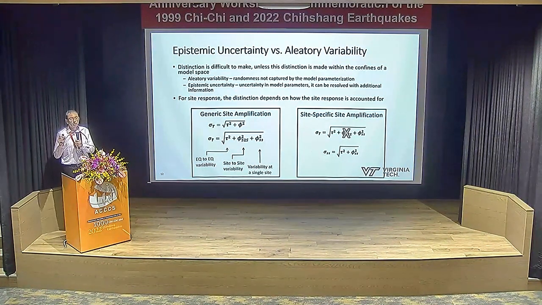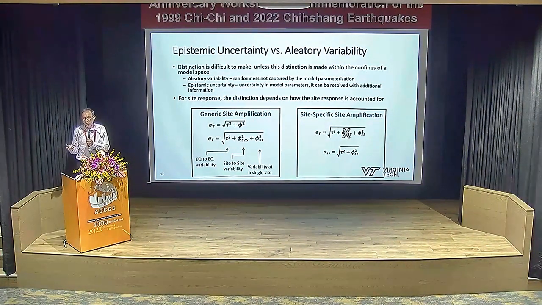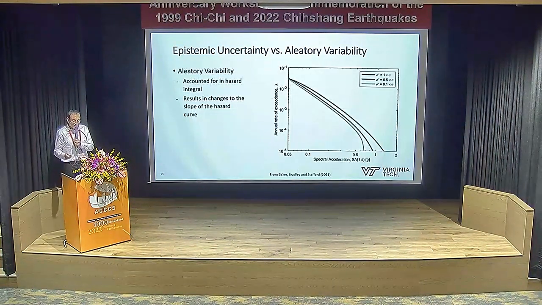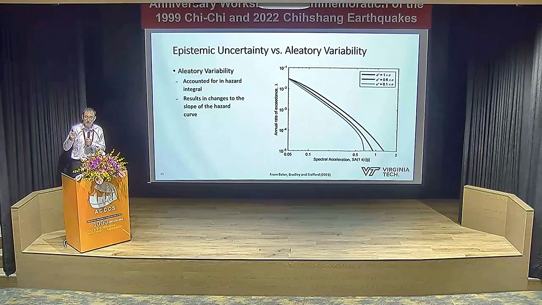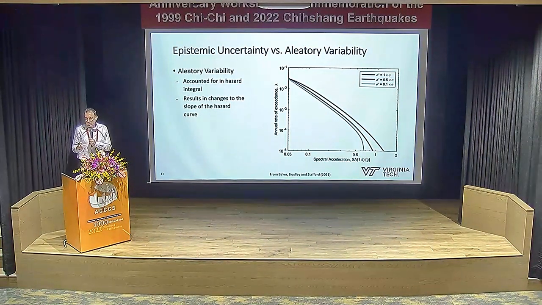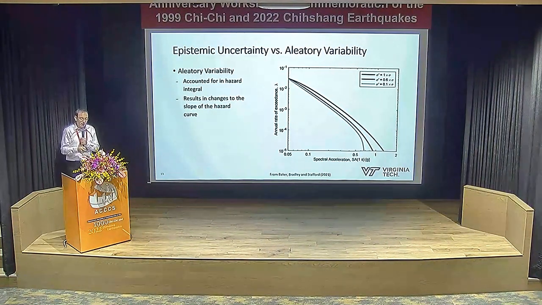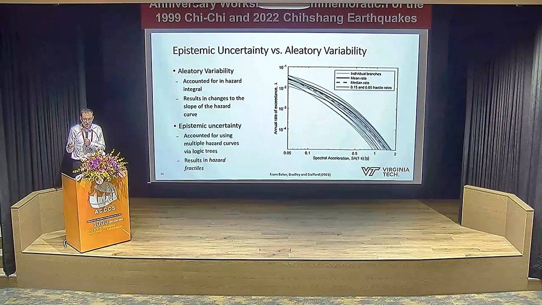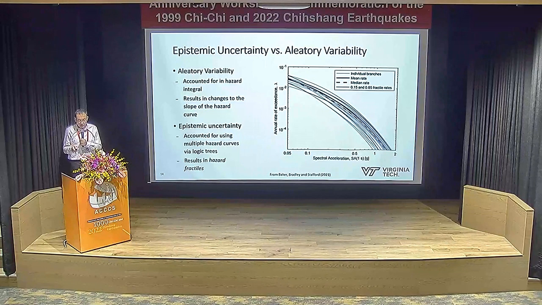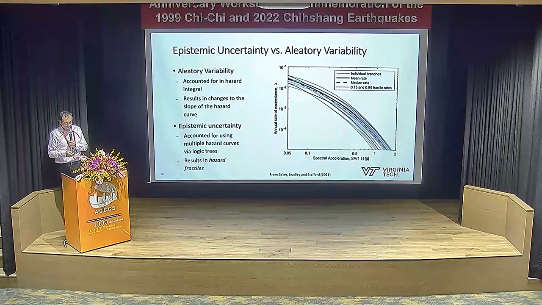This is removing ergodicity only of one of the components that Professor Abrahamson mentioned in the talk earlier today. And the difference is important for two reasons. One, if we know what's epistemic in nature in our model, it's uncertainty that we can possibly reduce. And it's also important because of the way we account for it. We account for aleatory variability in the hazard integral, which results in changes in the slope, whereas the epistemic uncertainty will give us multiple hazard curves using the logic tree approach that has been used traditionally.